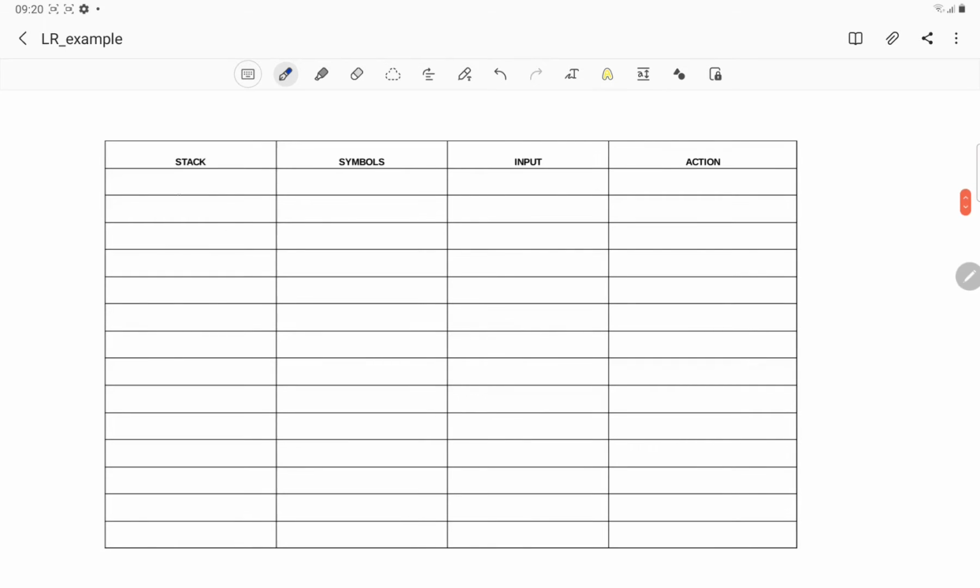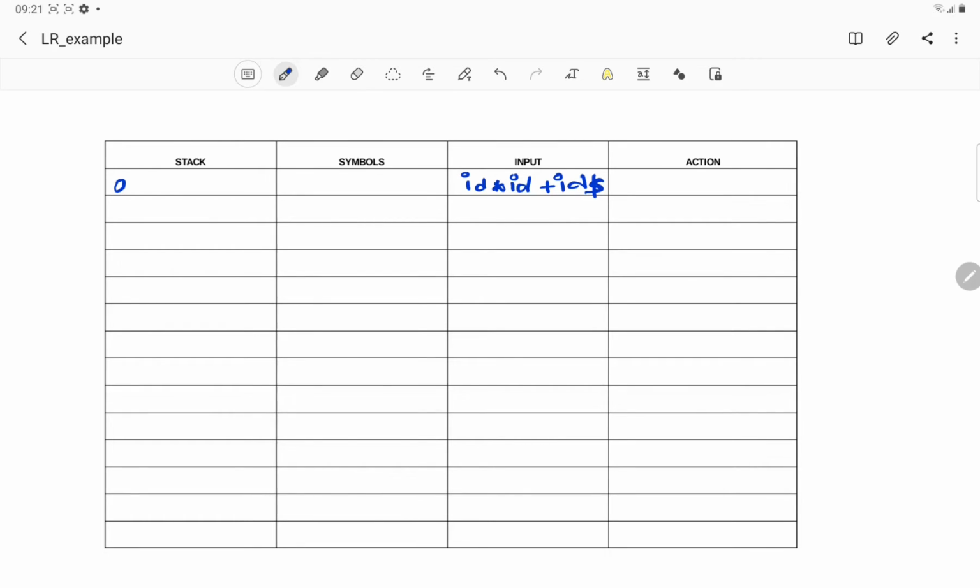This is our stack content, and these are the corresponding symbols, then input, and this is the action. The input to our parser is id star id plus id dollar. Dollar is the end marker, and initially the state on the stack is 0.